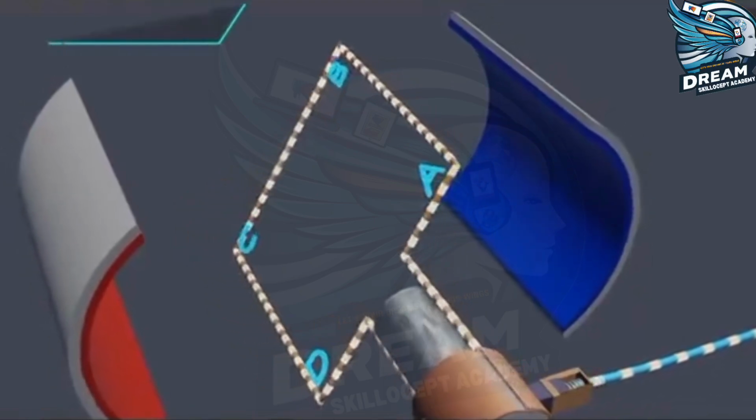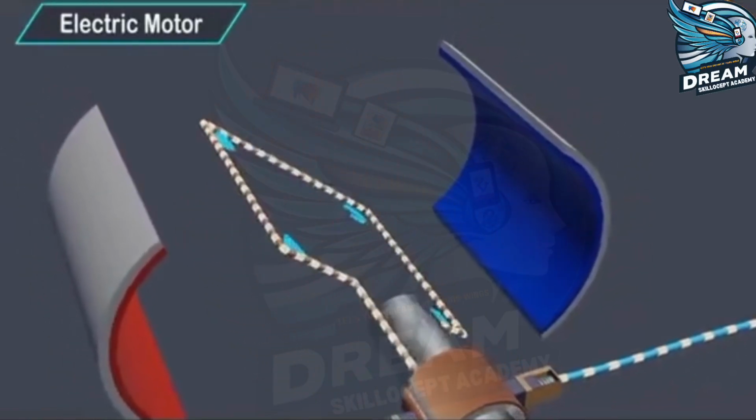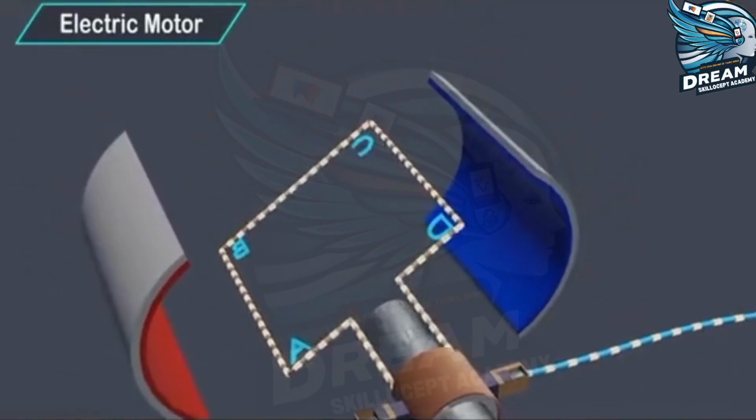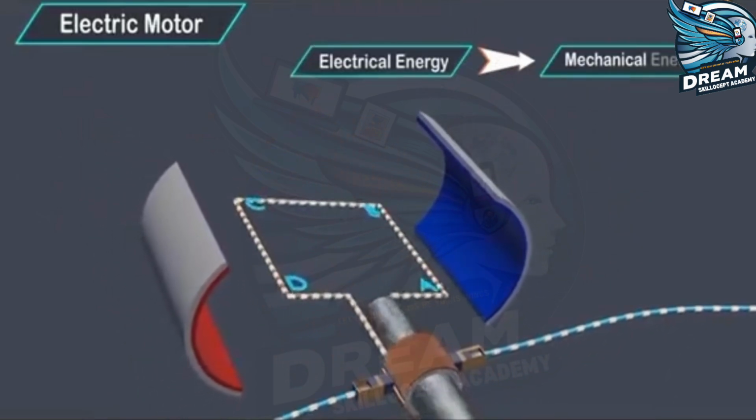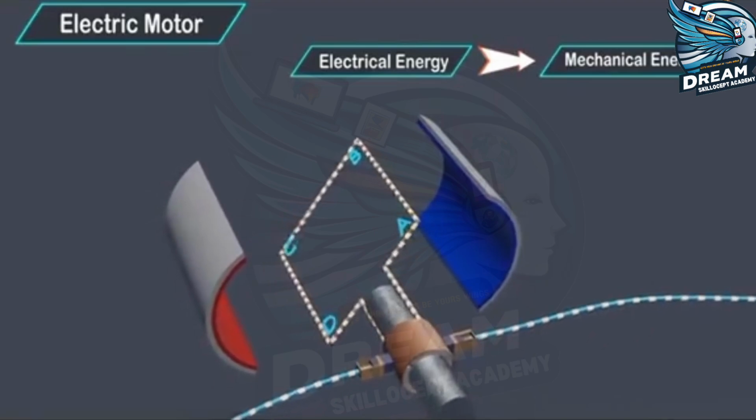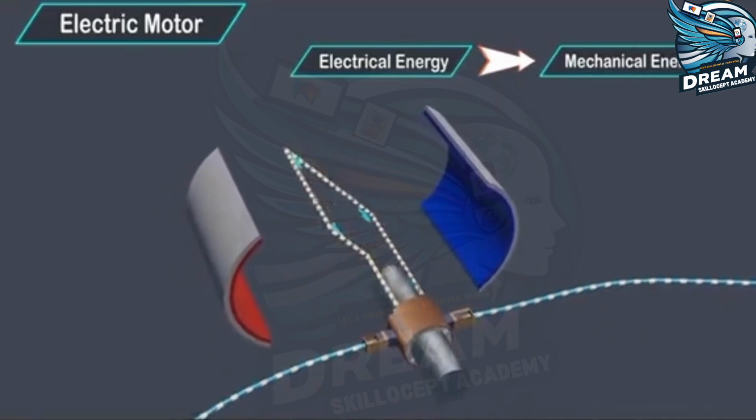In this video, we will understand electric motor. An electric motor is a rotating device that converts electrical energy to mechanical energy. Let's understand how an electric motor works.